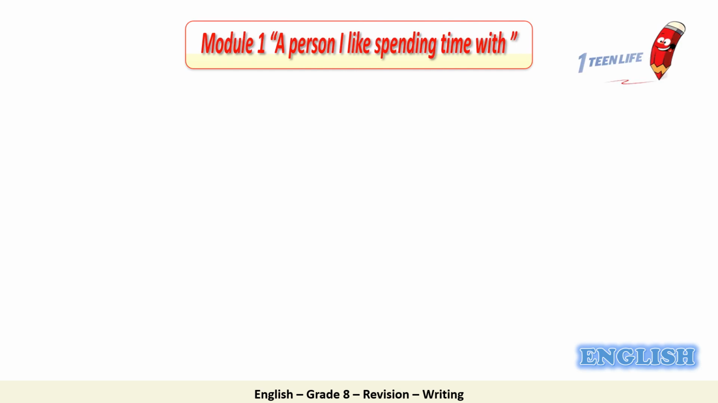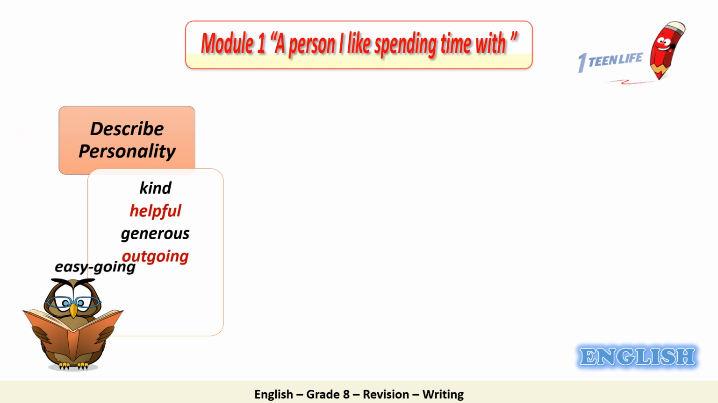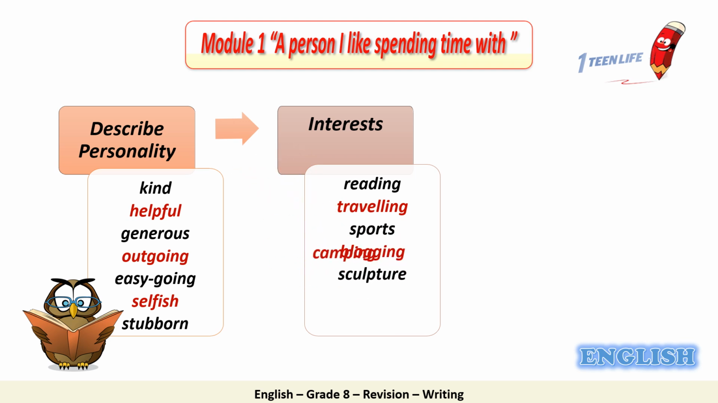You have learned a lot of adjectives that you can use to describe personality in Module 1. Some of them are kind, helpful, generous, outgoing, easygoing, selfish, and stubborn. You have also learned vocabulary that is related to interests, such as reading, traveling, playing sports, blogging, sculpture, camping, and astronomy.